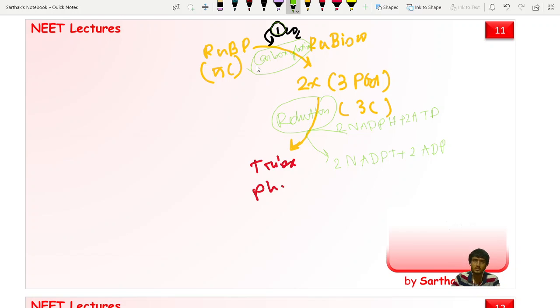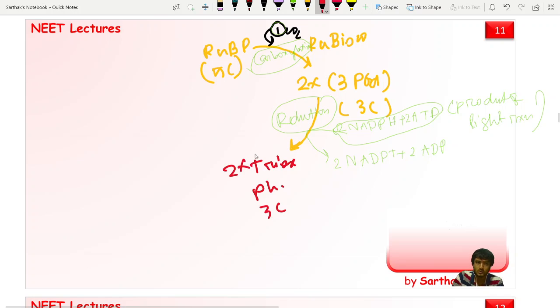In this reduction process, for 1 CO2 fixed, 2 NADPH plus 2 ATP is converted into 2 NADP plus 2 ADP, and this 2 NADPH plus 2 ATP is a product of light reaction, if you remember. So this is converted into triose phosphate. Triose phosphate is a 3 carbon compound, so 2 into triose phosphate.